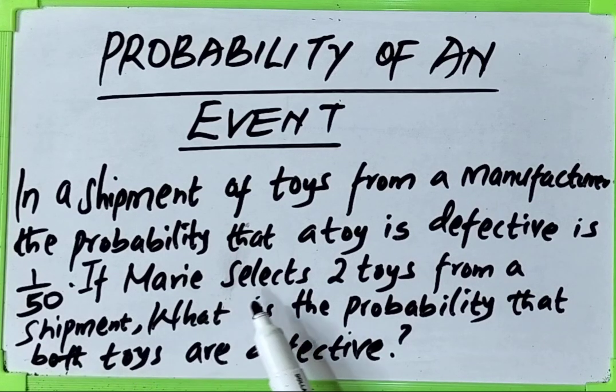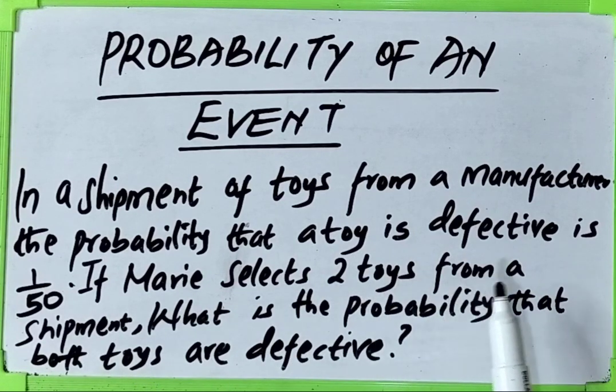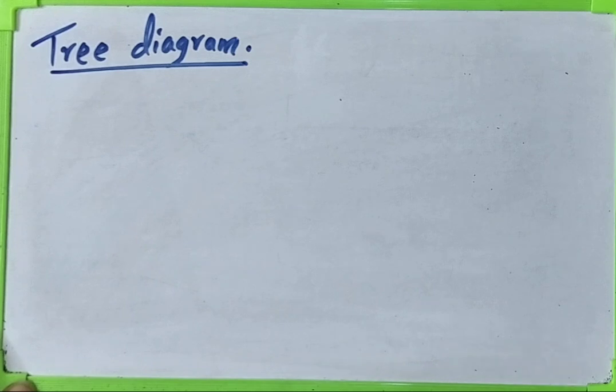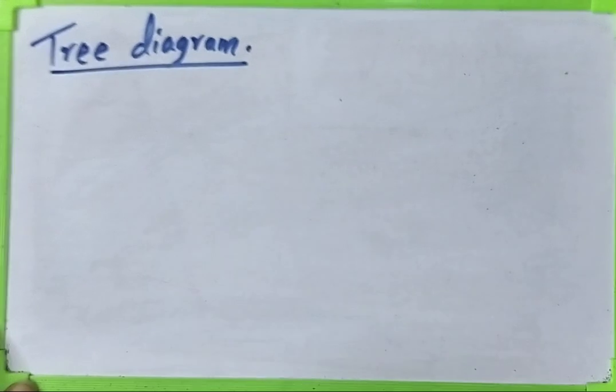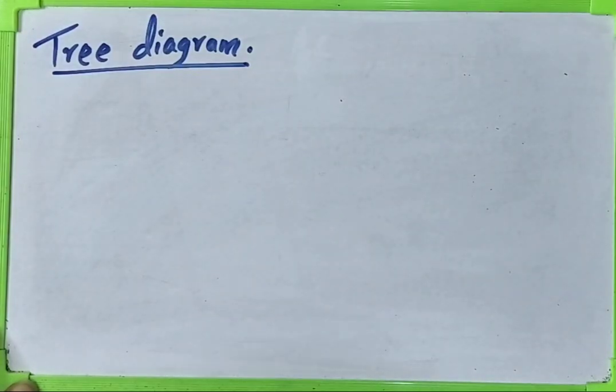If Mary selects 2 toys from a shipment, what is the probability that both toys selected by Mary are defective? What is the probability that both toys are defective? Solution. In solving this, I have already told you that we shall apply the tree diagram formula so that we can be able to get the outcomes.